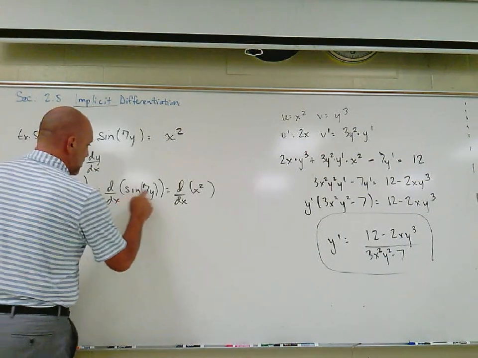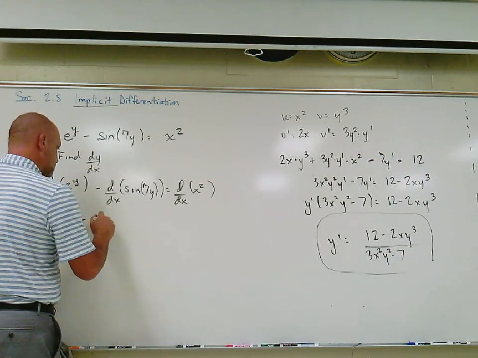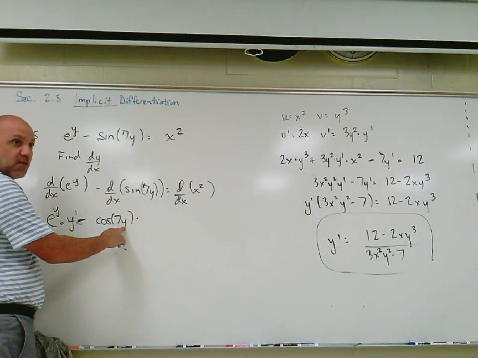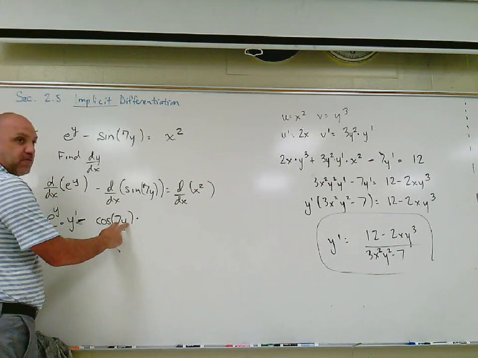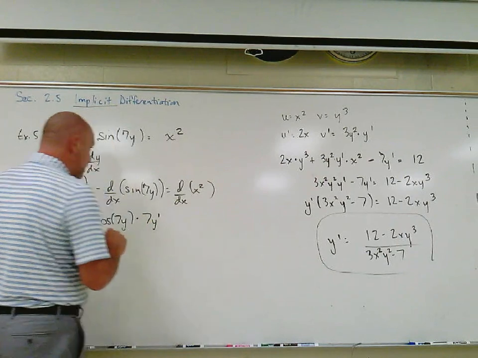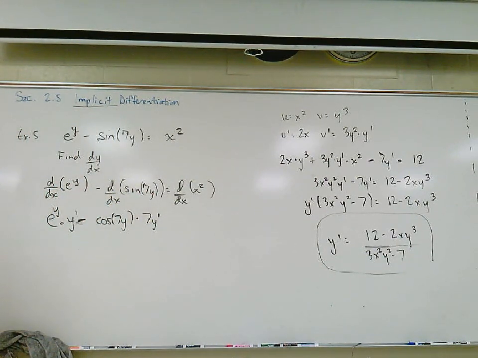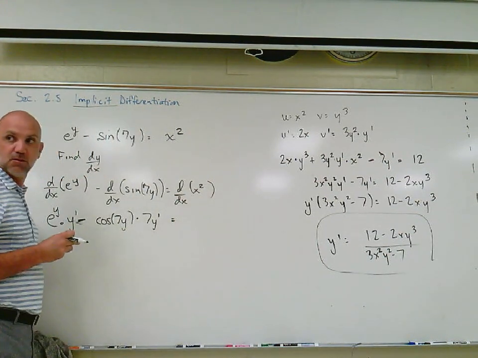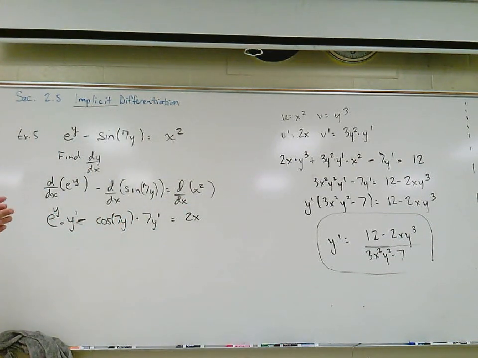Minus sine of 7y, so what's the derivative of sine? Cosine of 7y, but again, since there's a function of x on the inside and y is a function of x, you have to multiply by the derivative. So what's the derivative of 7y? 7y prime. Remember, anytime you take the derivative of a y with respect to x, you should get a y prime on the end. Equals, then what's the derivative of x squared with respect to x? 2x. And now your y primes are already over there by themselves.